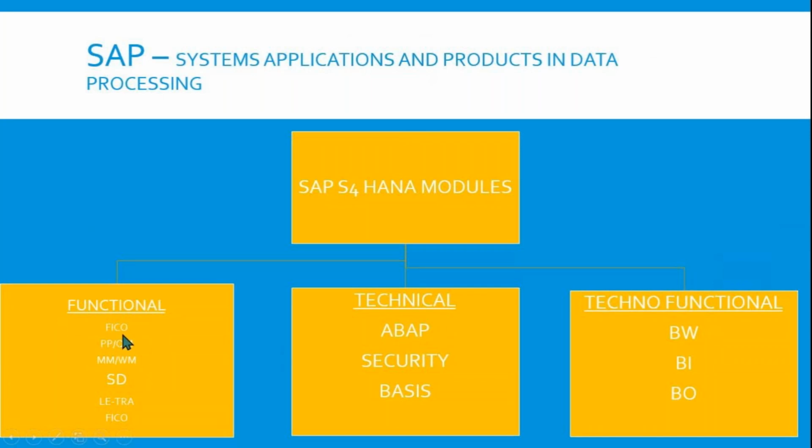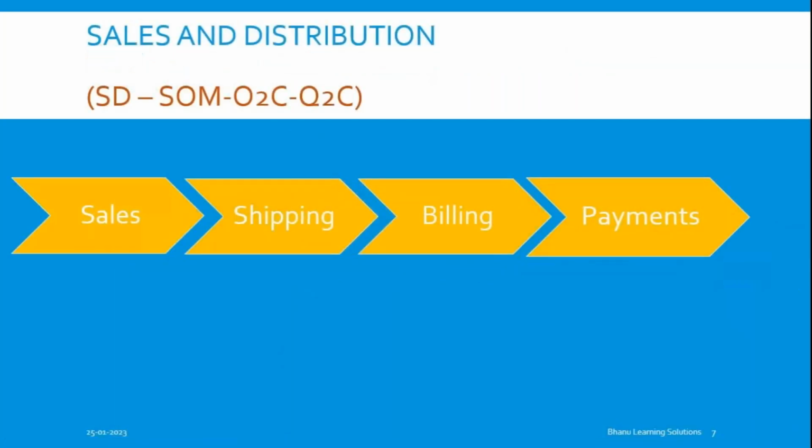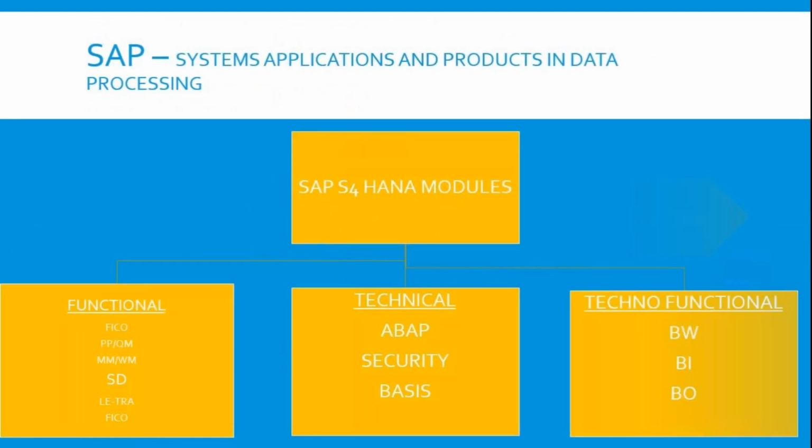If the business is into the production of a product, in order to produce the product, production planning and quality management are mandatory. Once a material is produced, let's say you are not producing 1 or 2 units, you are producing thousands and lakhs of units. How do you manage all those materials in the warehouses? That is addressed by modules called materials management and warehouse management, MM and WM.